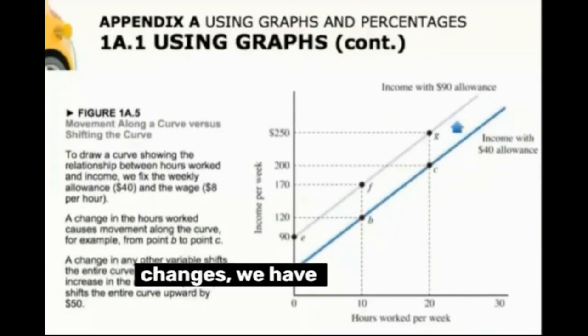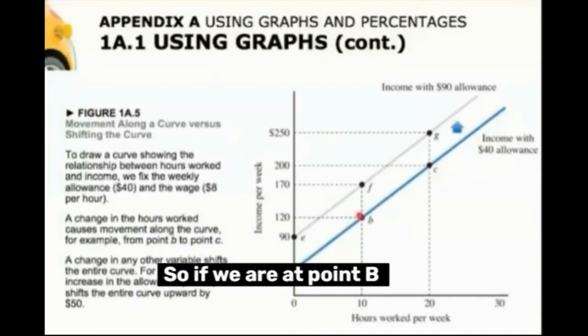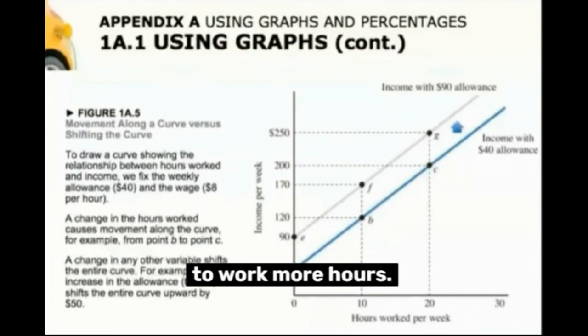If either of those variables changes, we have a movement along the curve. So if we are at point B and we decide to work more hours, that would be represented by a movement along the curve to point C. And what we would see is income per week would rise. But it rose because we decided to work more hours.